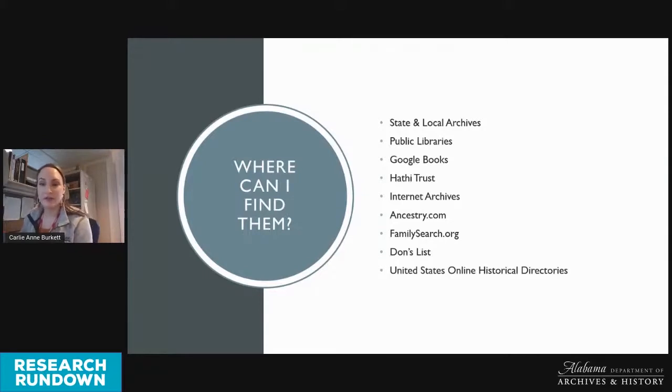Another resource is FamilySearch.org. It's free. It's not as user friendly, so it's not something that I always like to go to, but it is free. Dan's List is another one, but it was not very easy to use, and it did not have any Alabama directories. Finally, there's a resource called the U.S. Online Historical Directories. The thing I liked about this one was that it basically lets you know where certain types of directories are. It's not really a resource for helping you actually find literal directories, but it will help you find where they are online.